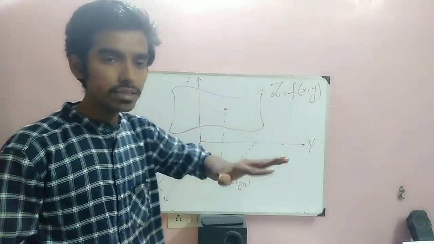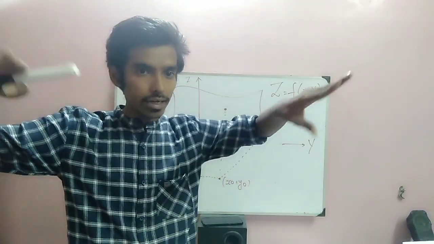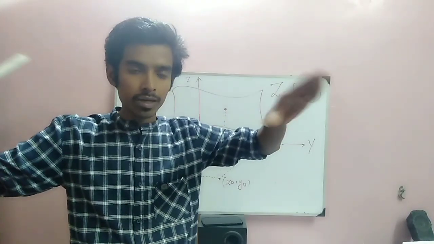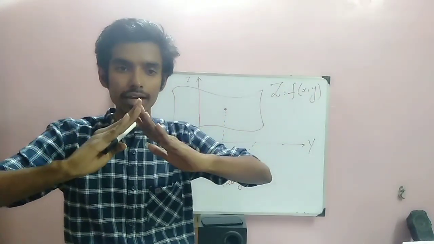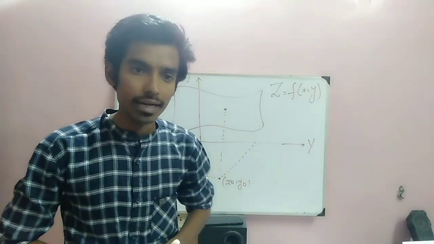The smooth function means the function has no sharp edge, right? So let us say it is a blanket and it has no sharp edge. If there is no sharp edge, we cannot talk about derivative, right? That is already explained in the calculus playlist.